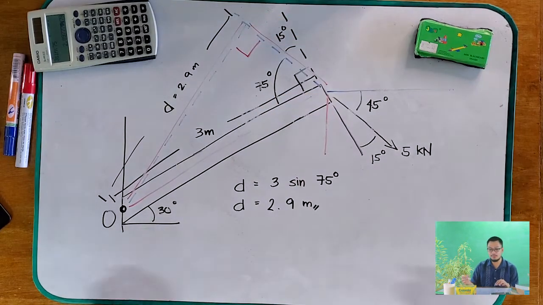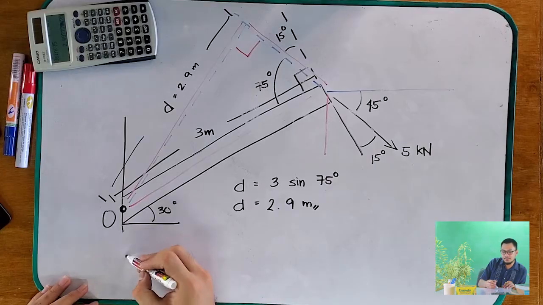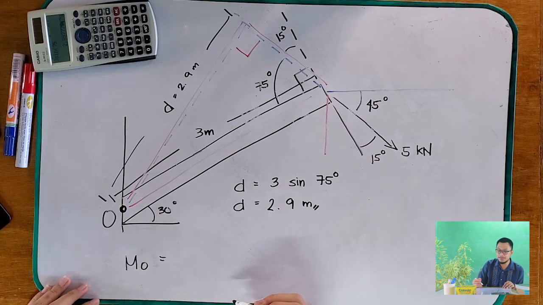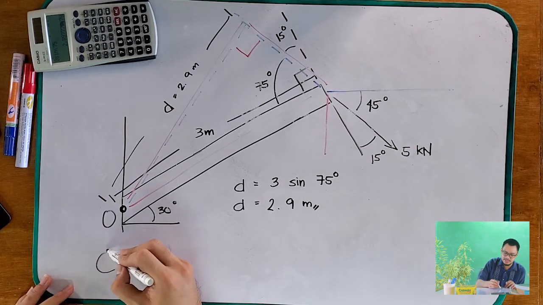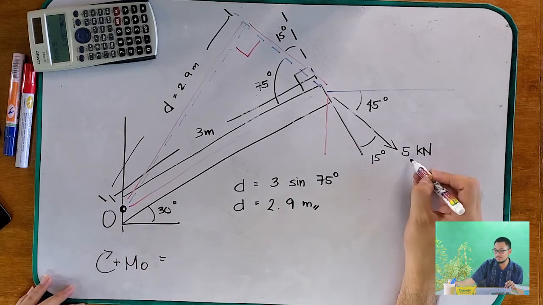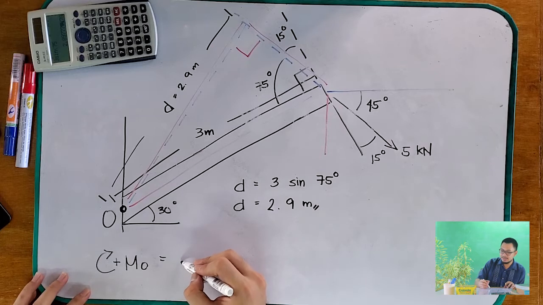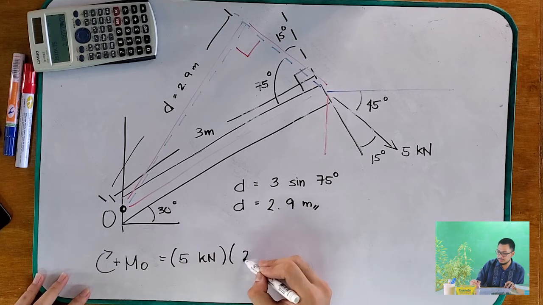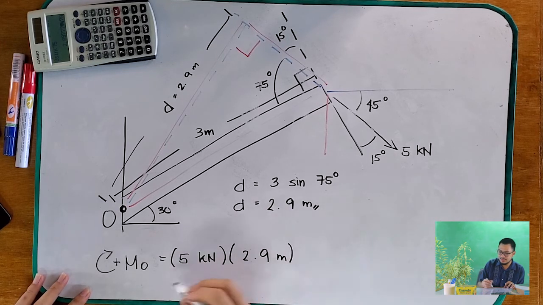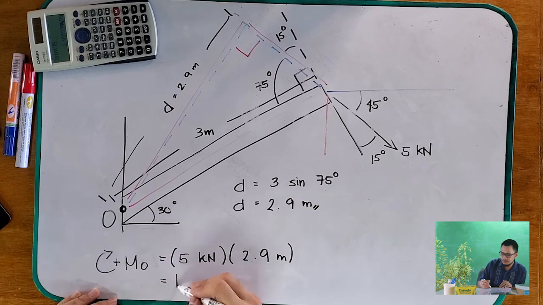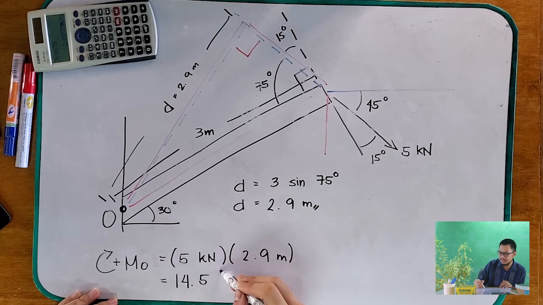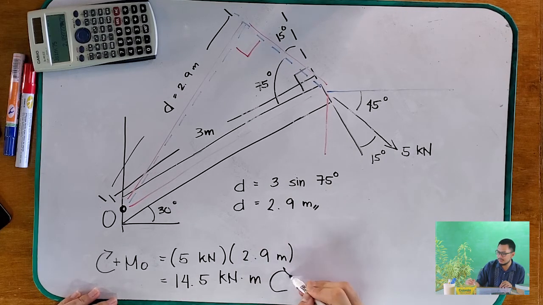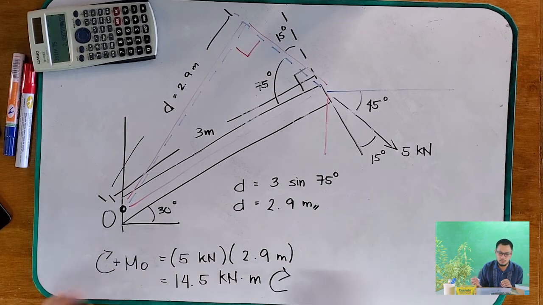And we can now solve for the moment. So therefore, moment about point O is equal to, sige, maghimo tag positive direction, which is clockwise lang. Okay, clockwise. So, 5 kilonewtons multiplied by 2.9 meters. There you will get the answer of 14.5 kilonewton meter. And this one is going in the clockwise direction. So this is your answer.